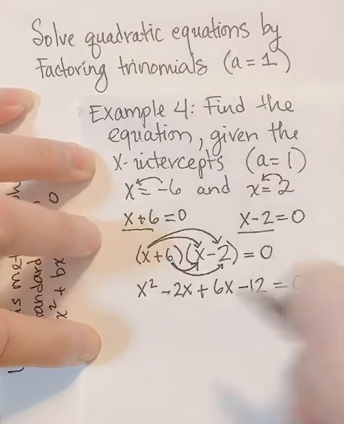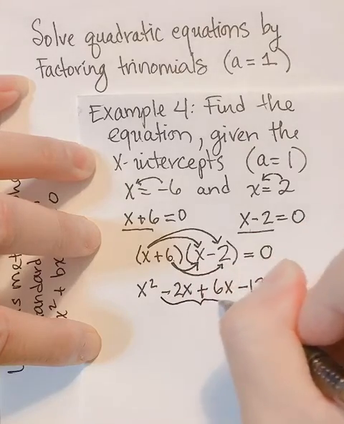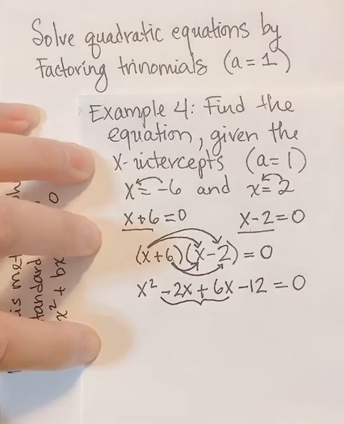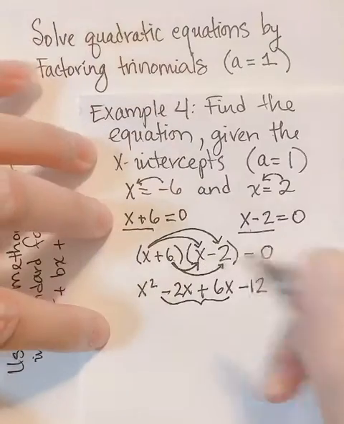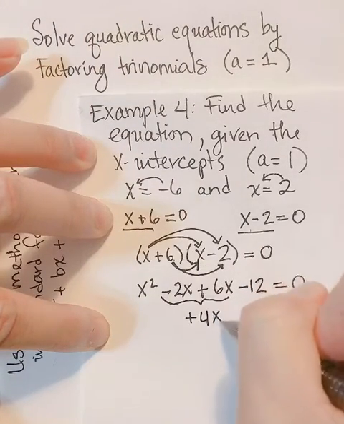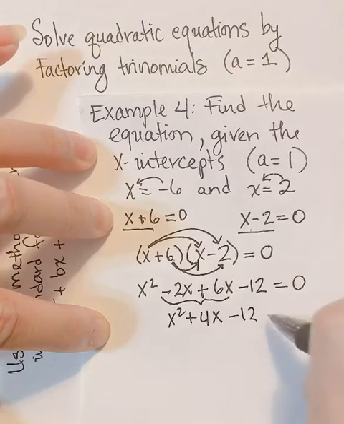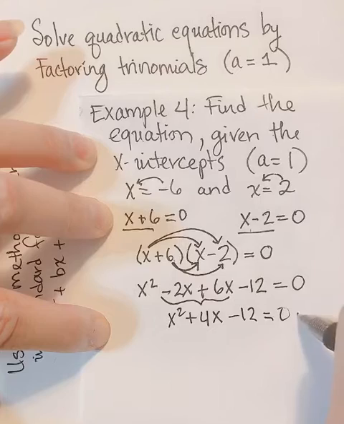Okay, so now I'm going to look at my two middle terms. I get negative 2x and 6x, so I could actually combine those, right? Because they're like terms. When I combine them, I would get positive 4x. And then, of course, the other two terms stay the same because I cannot combine them. And there's your original equation.